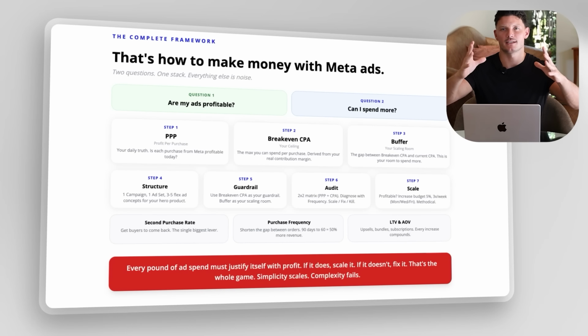And personally, this is the system I use, and it's helped me go from chaos to clarity, from complexity to simplicity, and to scaling, and ultimately better results for my clients. So just a real quick overview, so you've got everything you need to take home.